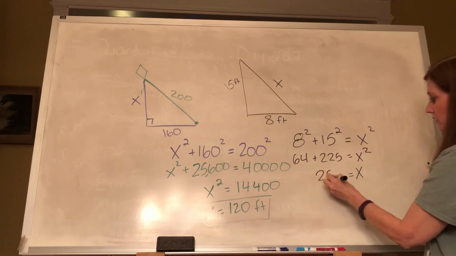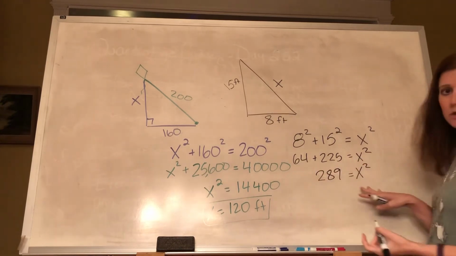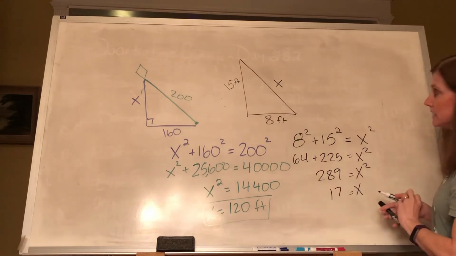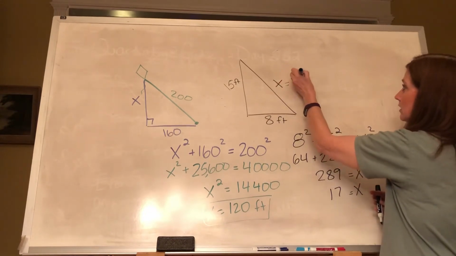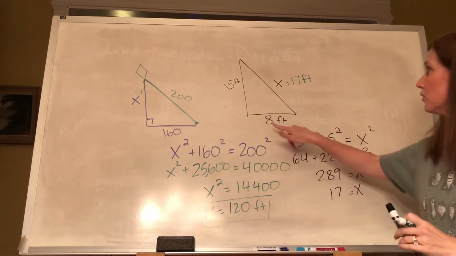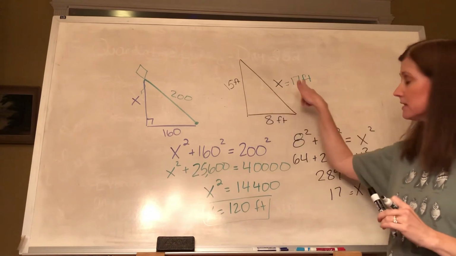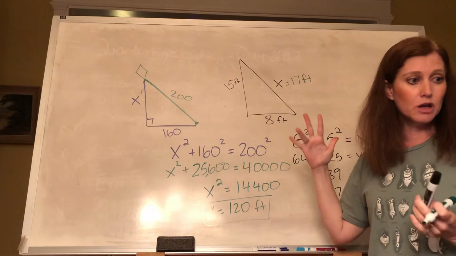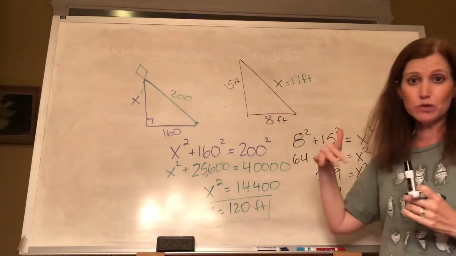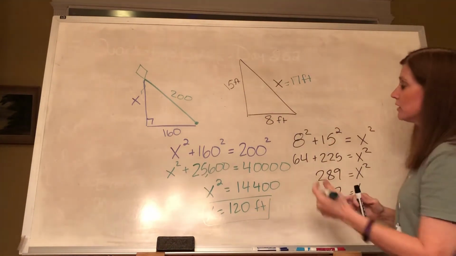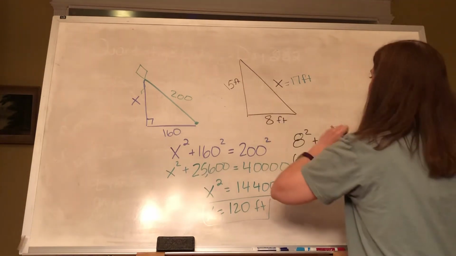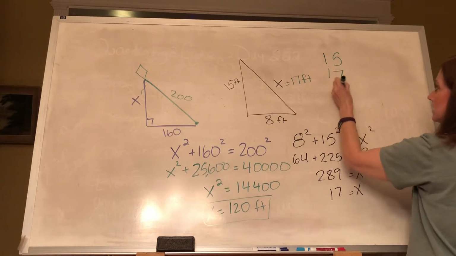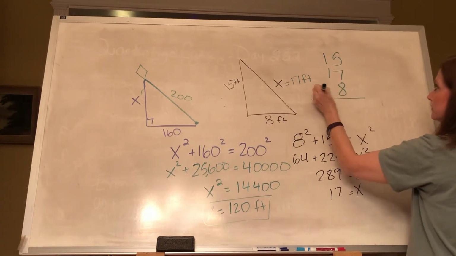And that is 289. Square root that, and x is 17. Okay, so we have 8, 15, 17. That's our Pythagorean triple. This actually doesn't ask for what that side is, it asks for what the perimeter is. So the perimeter is going to add up all 3 sides.